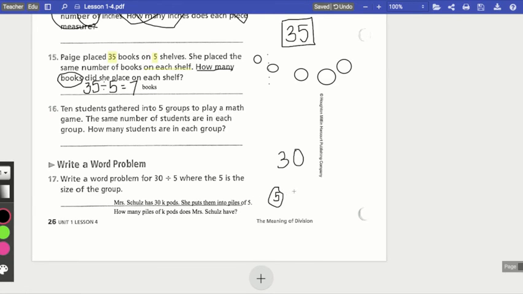5, 10, 15, and so on. Dot, dot, dot, dot, dot. So that's good so far. Is 5 the size of my group? Yep, 5 would be the number in each group. And then does my question restate it with my label? How many piles of K-pods? Boom, yes. So this is my problem.